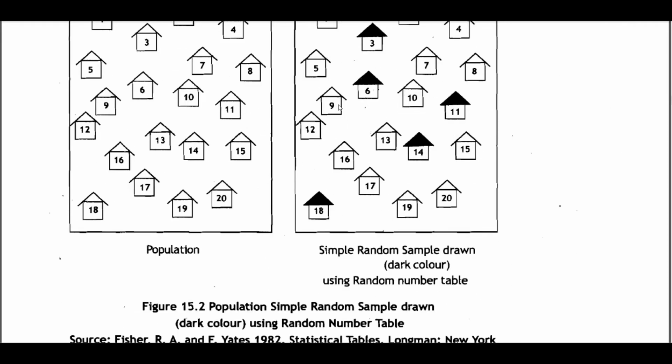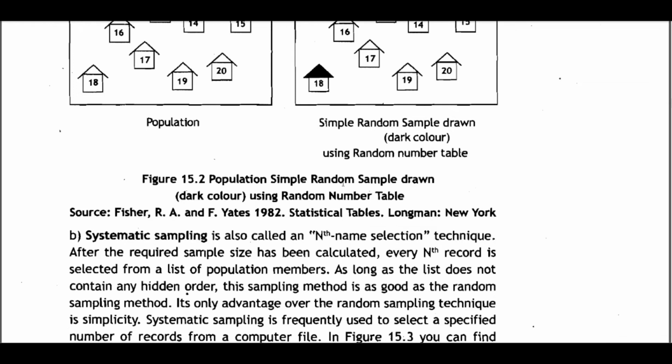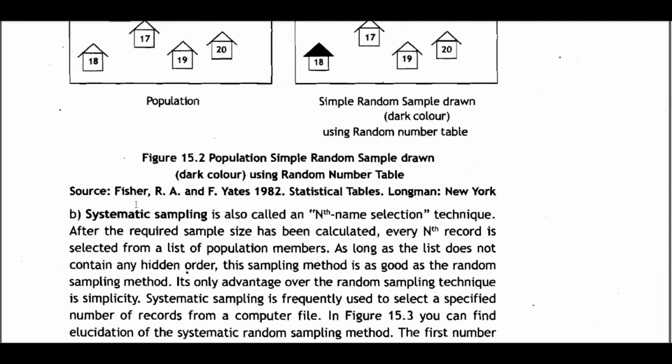So this is the population. Randomly we picked a few samples in the dark color using the random number table. Population, simple random sample drawn, dark color, using random number table. Source: Fisher, R. A. and F. Yates, 1982, Statistical Tables, Longman, New York. So this is the random sampling.